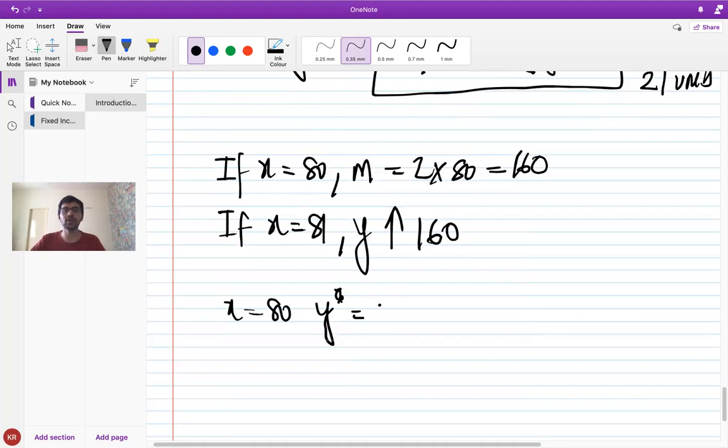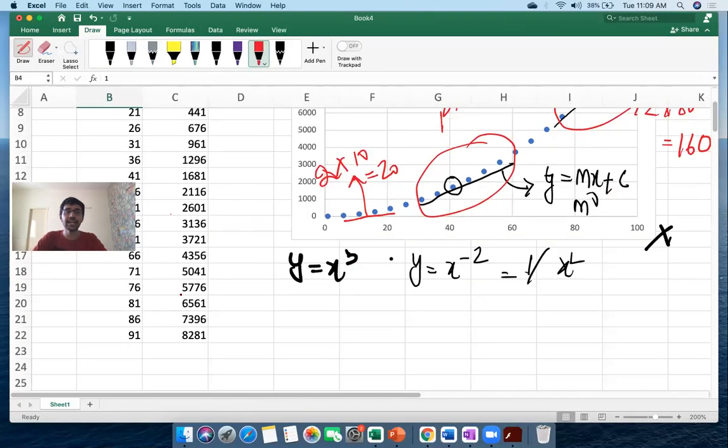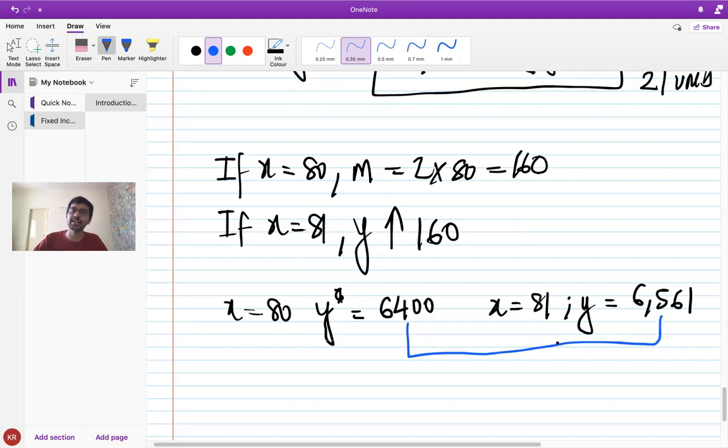y is equal to 80 square, which is 6,400. And if x is equal to 81, then y is equal to, let us see what 81 square is. I have it ready over here. 81 square is 6,561. Again over here, we said that y should increase by 160 units, but y has actually increased by 161 units, okay?